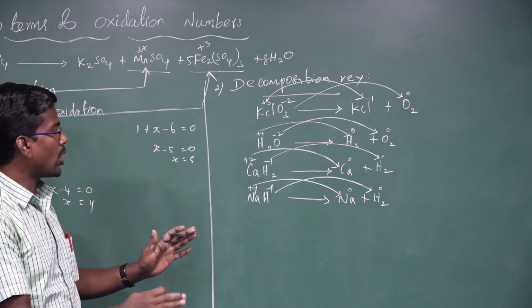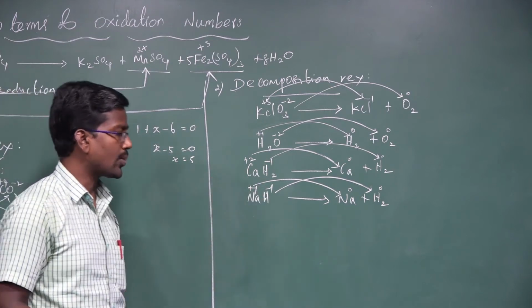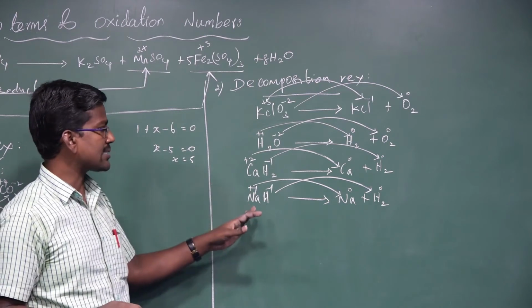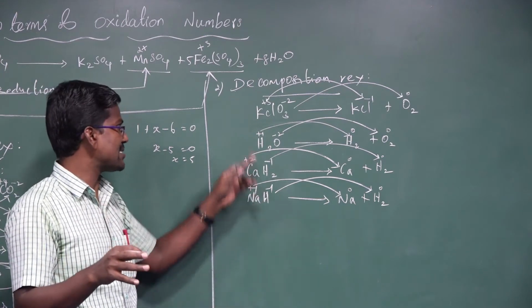So a single compound breaking to form two or more new compounds or elements is known as a decomposition reaction. A redox process takes place in a decomposition reaction.